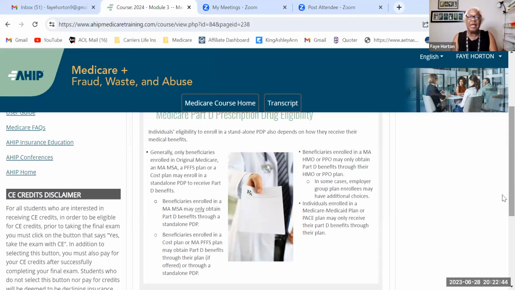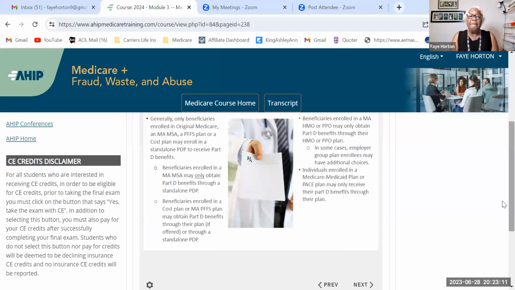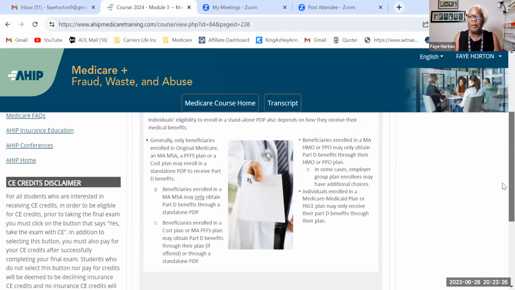So remember those four things: original Medicare, an MA MSA, a private fee-for-service, or a cost plan. Those are the people who can enroll in a standalone prescription drug plan. Beneficiaries enrolled in an MA MSA may only obtain Part D benefits through a standalone prescription drug plan. Beneficiaries enrolled in a cost plan or an MA private fee-for-service plan may obtain benefits through their plan if it's offered, or through a standalone prescription drug plan.